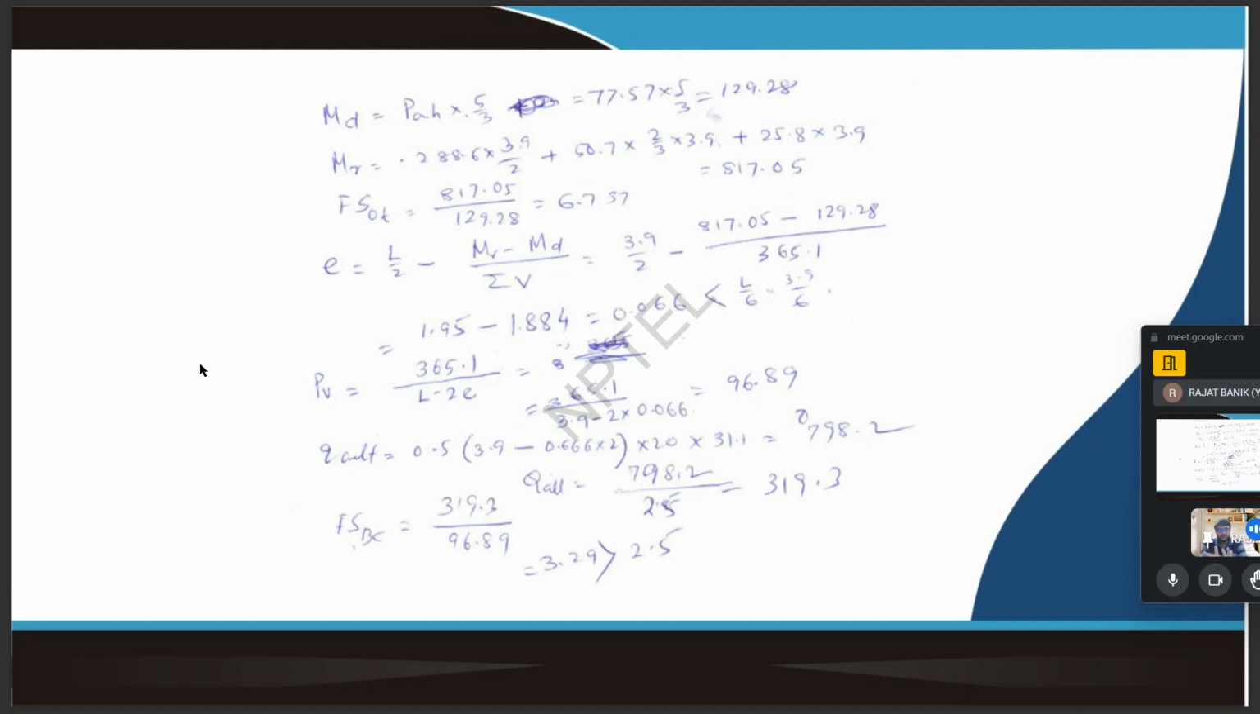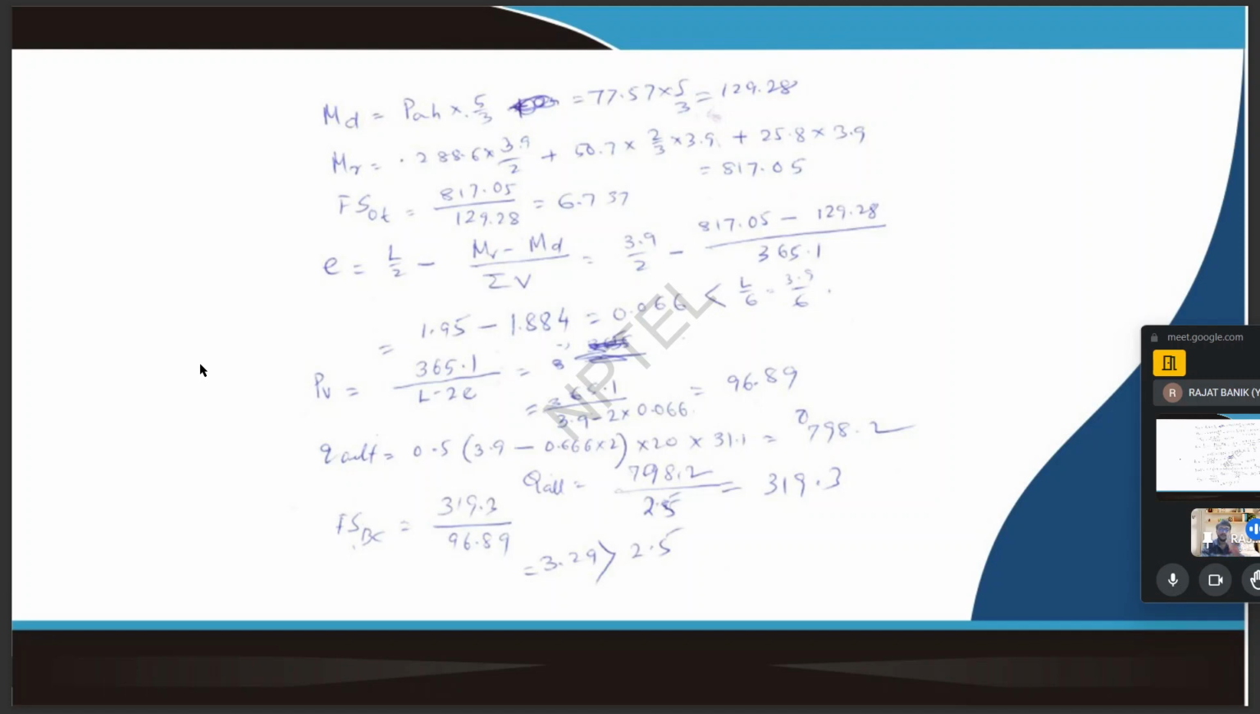So our eccentricity should be less than L by 6, where L is the length of the base of the retaining wall. After that, we need to check the bearing capacity failures.